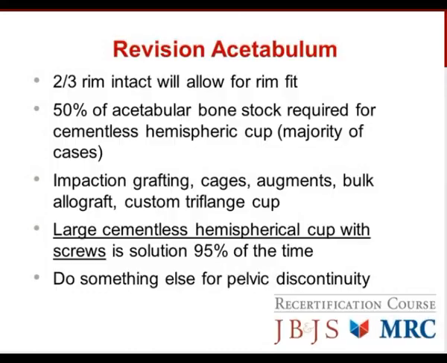If you have 2/3 of the rim intact on the revision acetabulum, a cementless porous coated hemispherical cup is perfectly appropriate. 50% of acetabular bone stock is typically required for this type of implant. This will be the majority of revision cases that the surgeon is likely to encounter. When we get into more significant segmental bone loss, then we need to start thinking about something else, especially if we have pelvic discontinuity. That's where we start getting into things like cup cages, custom cups, and allograft.